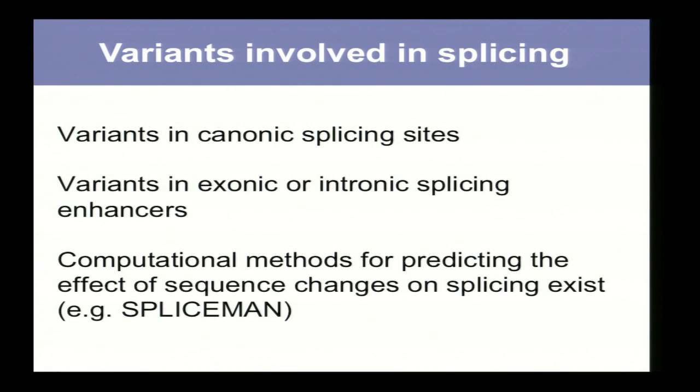Another class is splicing. And I'm not going through these methods, but there are bioinformatics tools to predict splice changes. They are primarily variants in canonical splice sites, or very close to the exon-intron junction, or variants in exonic and intronic splicing enhancers, which are much harder to deal with and are much harder to predict.